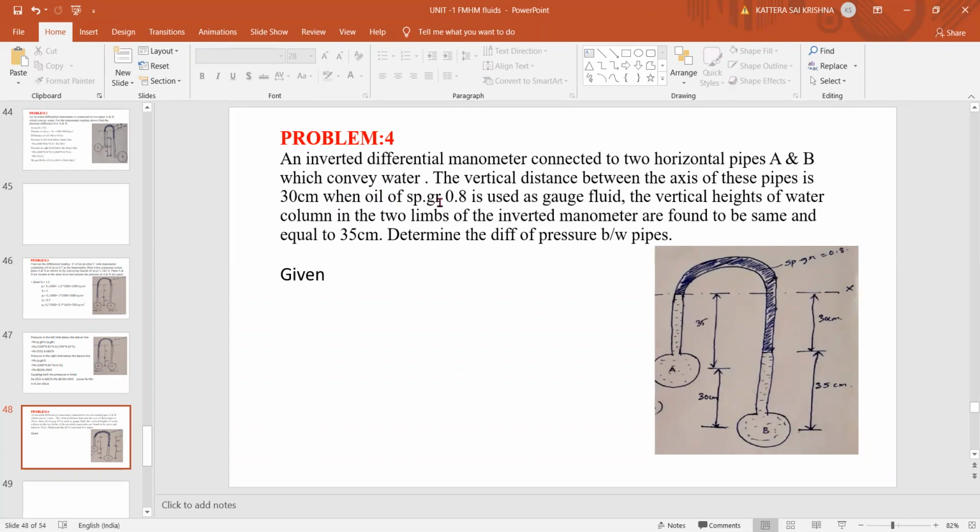When oil of specific gravity 0.8 is used as gauge fluid, nothing but manometric fluid. This specific gravity is given as 0.8 for the oil which is flowing in the manometer. The vertical distance of water column in two limbs of the inverted manometer are found to be same and equal to 35. So he said that the manometric reading H1 is 35 as well as H2 is also 35. Actually, he has not given this value here in the question figure, so we can find that later. I have drawn it here, but this 30 is not given to us. Determine the difference of pressure between the pipes.